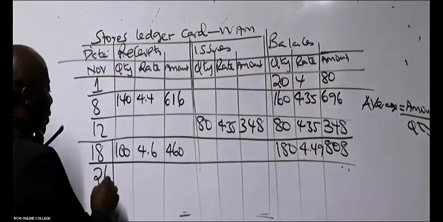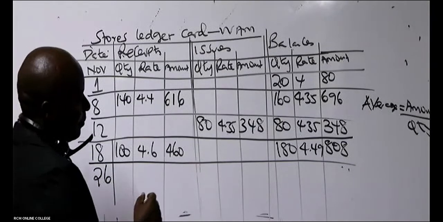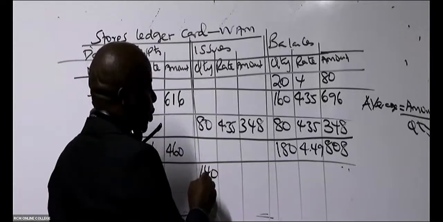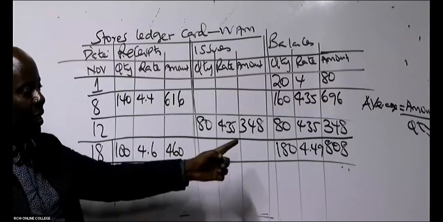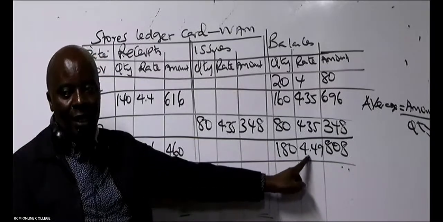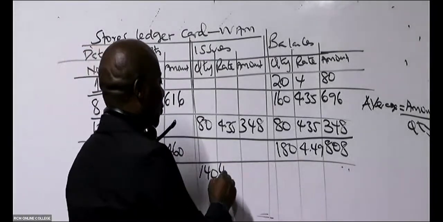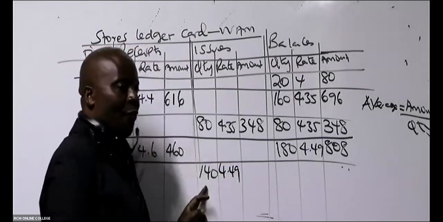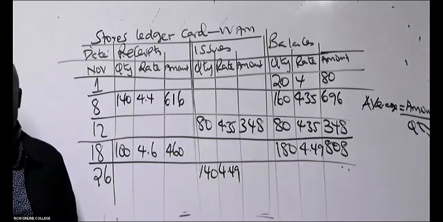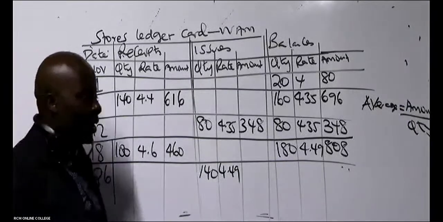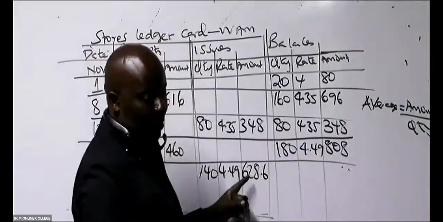26th. Eh? So 26th. What happened on the 26th? Issued how many? One. So we issue this at what price? Yeah, at the latest, most latest, average 4.49, isn't it? We issue this at 4.49. Yeah, so 140 times 4.49. This will end up giving us what figure? 628.6. The online guys, are they able to get this figure?